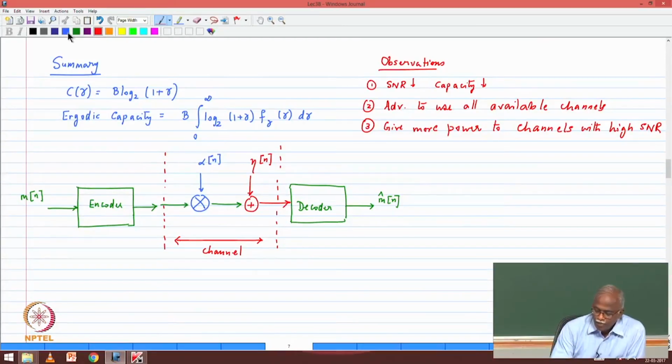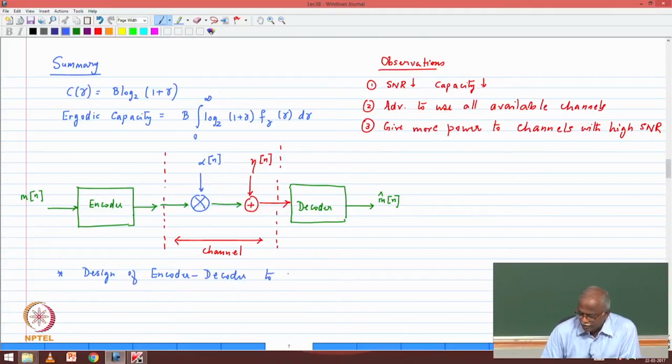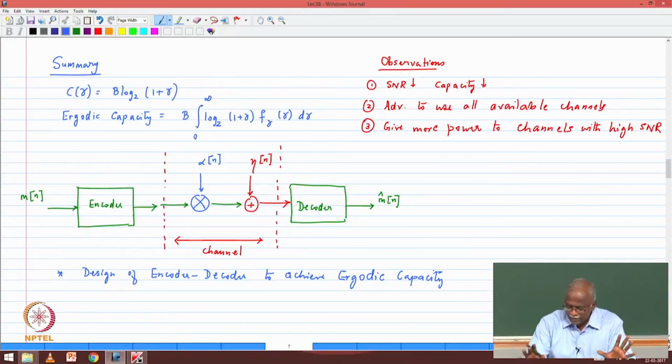Okay, so the problem statement for us is the design of the encoder decoder pair to achieve ergodic capacity. Okay, so that is the problem statement, and so far what we have said is if only the PDF is known, it's a very difficult problem. If the receiver knows this information, it will end up being that the encoder decoder becomes very complex, because you will have to use very long code words which can operate even under bad channel conditions and still give you good error performance.